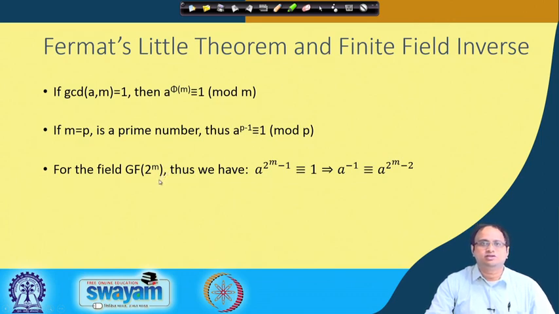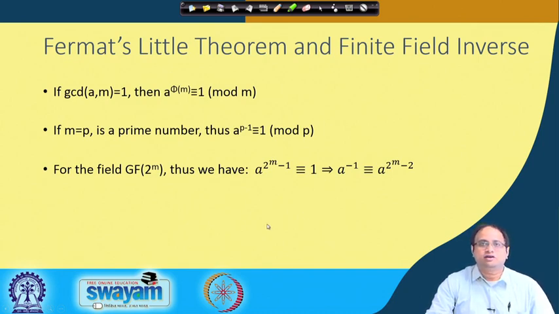If you have the field GF 2 to the power of m, where there are 2 to the power of m elements in the field, this is the extension field that we saw in the last class, where you extend from GF 2 to GF 2 to the power of m using an irreducible polynomial whose degree is m. Then we know that a to the power of 2 to the power of m minus 1 should be congruent to 1, which means that if I want to compute a to the power of minus 1, then I need to compute a to the power of 2 to the power of m minus 2, because essentially that should be giving me the multiplicative inverse.